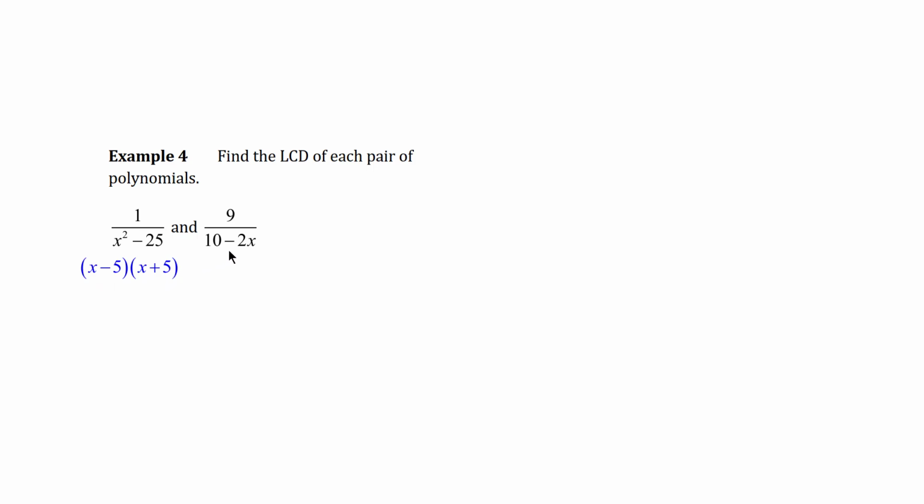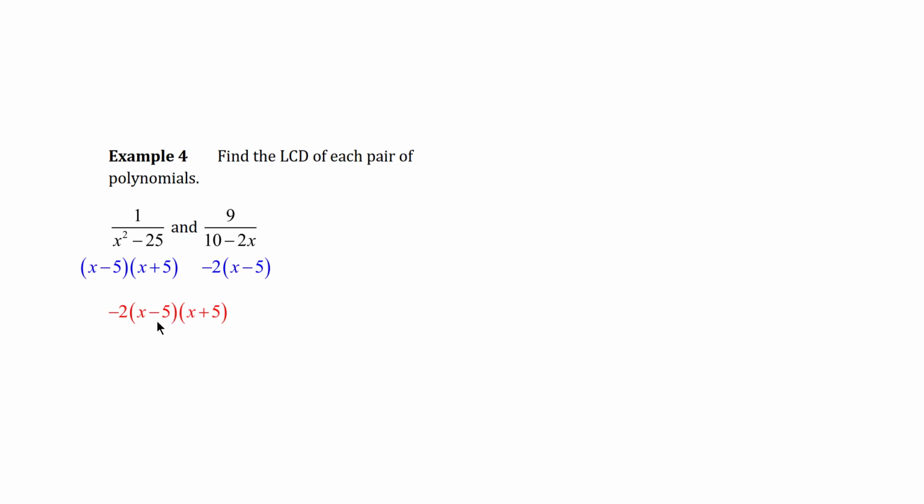For the 10 minus 2x, we could factor out a common factor of negative 2. We get negative 2 times the parentheses x minus 5. From here, we include all of the unique factors from each denominator. Starting with our first fraction, we take x minus 5 and x plus 5 as part of our LCD. From the second fraction, we could take the negative 2 as part of our LCD, and then we already have an x minus 5 in our LCD, so we don't include another one.